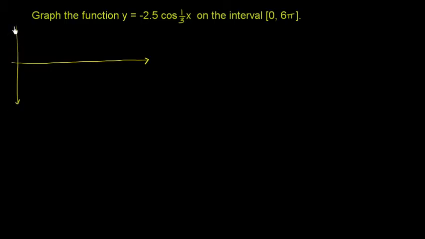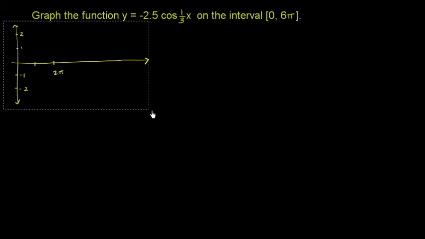So that's my y-axis. And I want to have some space here so I can eventually graph this entire thing. So let's say that this is -1, this is -2, this is +1, this is +2. And let's say that this right over here is 2 pi, and then of course that could be pi right over there. Now, let me copy this because I could use it later to graph the whole thing.